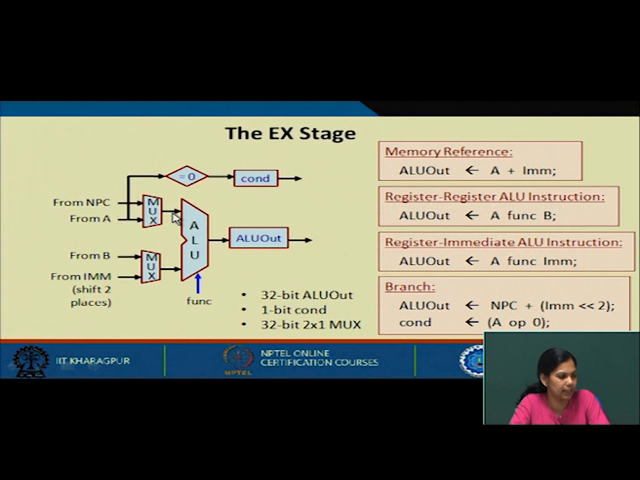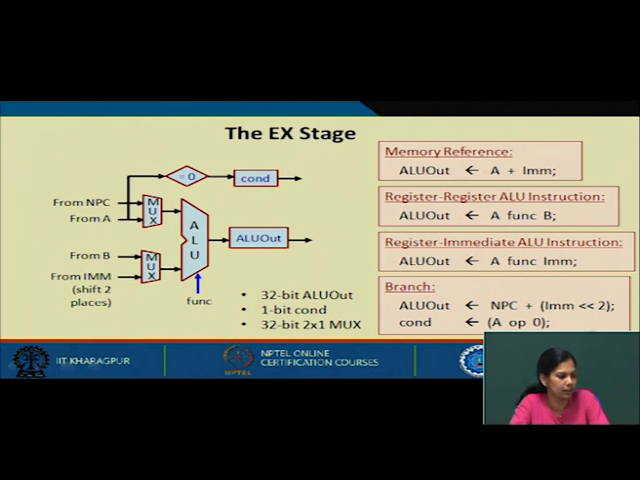So here we can see that A and B are coming from these two muxes, and along with B, the immediate value can also come in here, which is available after the ALU operation. The ALU output is available at ALU out. So we are doing this operation and putting it in ALU out. So 32-bit ALU out, 1-bit cond is required for condition checking, and a 32-bit 2x1 mux is also required.